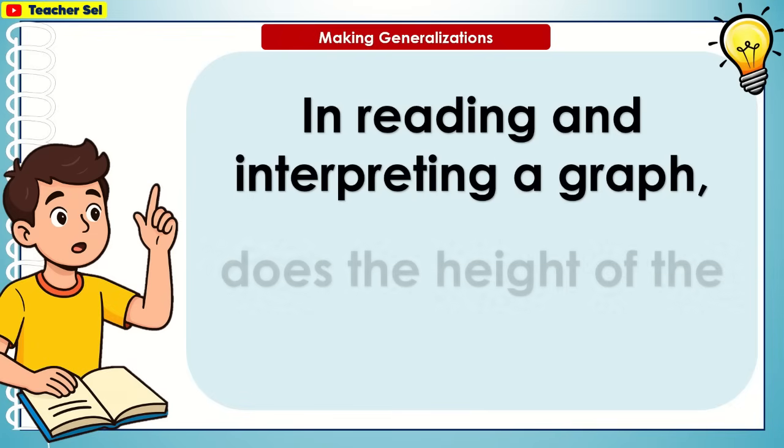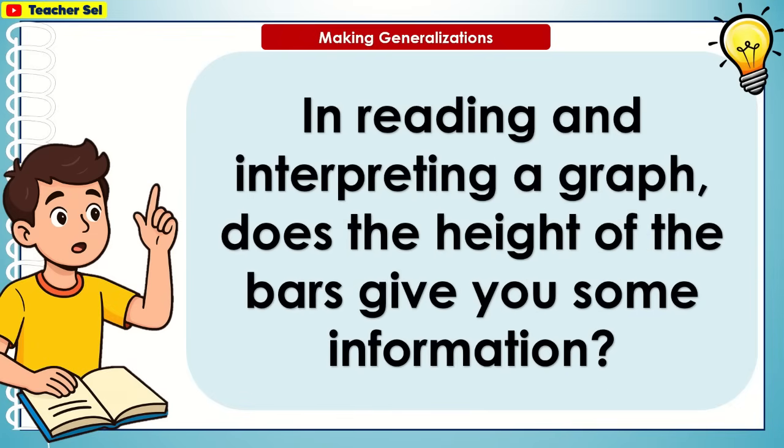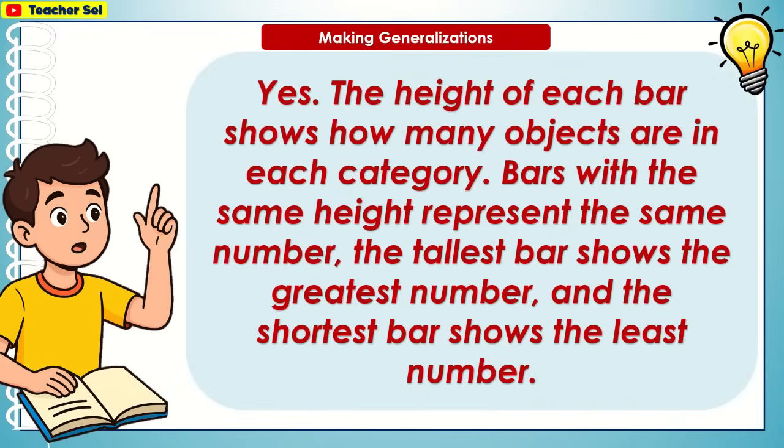In reading and interpreting a graph, does the height of the bars give you some information? Yes, the height of each bar shows how many objects are in each category. Bars with the same height represent the same number. The tallest bar shows the greatest number, and the shortest bar shows the least number.